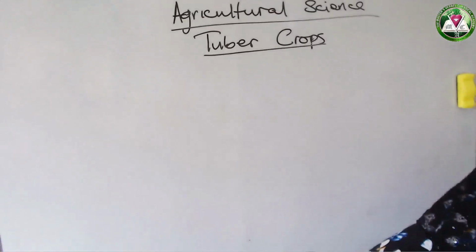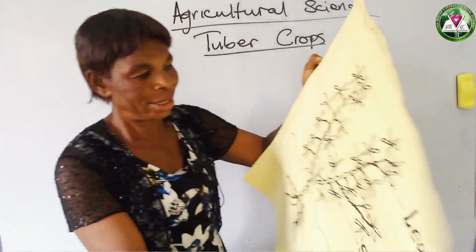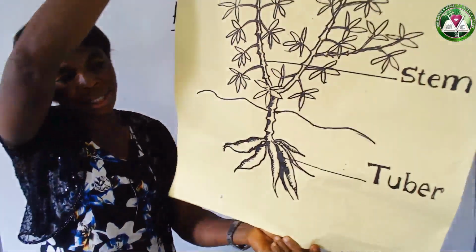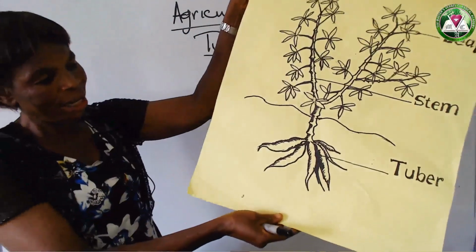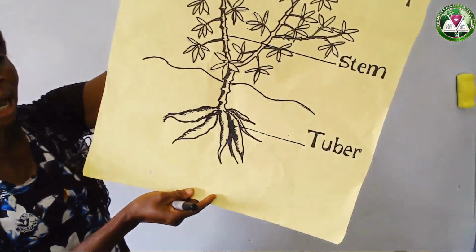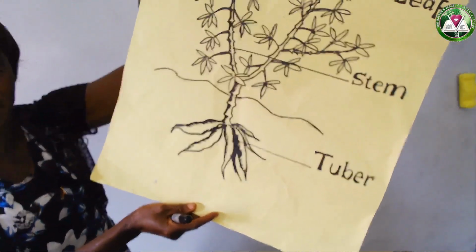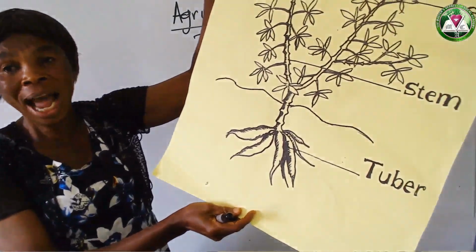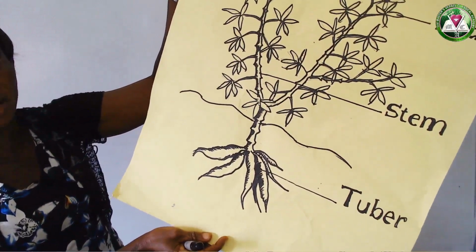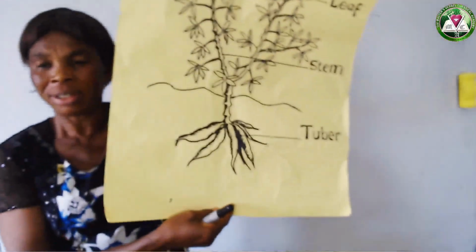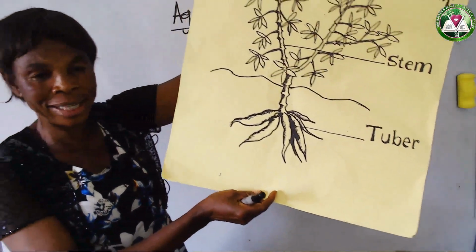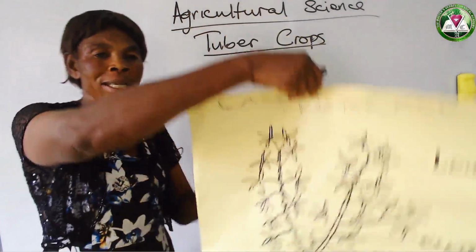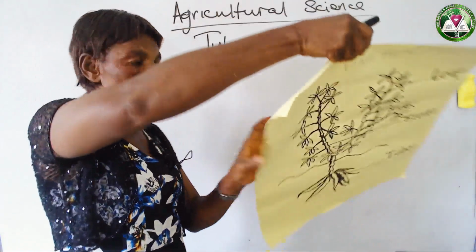I want you to look at this. This is an example of tuber crop. If you look at this, you identify that this one is cassava. Cassava with its parts. This cassava has three parts. The first part of it is the leaf. The other part of it is the stem. And the other part of it is the tuber. This is a typical example of tuber crop.